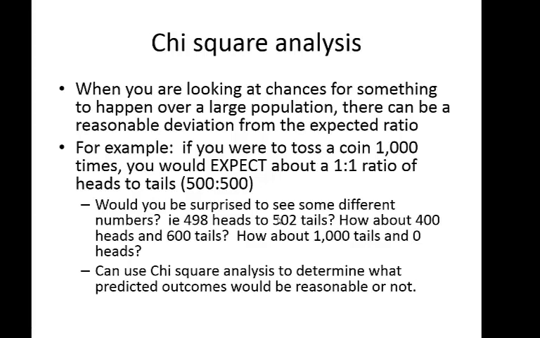Or do you start to think, maybe there's something wrong with this coin? Maybe it's weighted on one side. How about 1,000 tails and 0 heads? How likely would that be? Or do you think maybe there's something wrong with your coin? So what you can do is use chi-square analysis to determine what predicted outcomes would be reasonable or not reasonable for a given outcome.